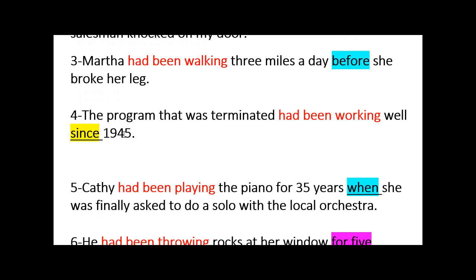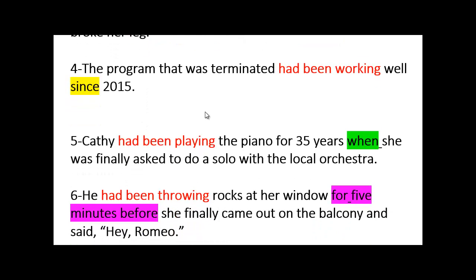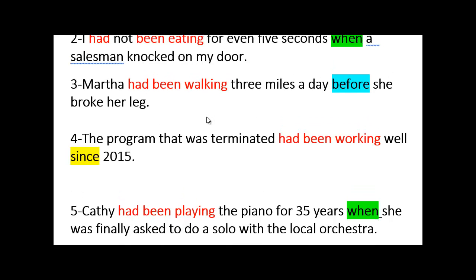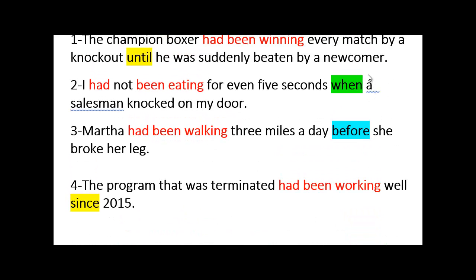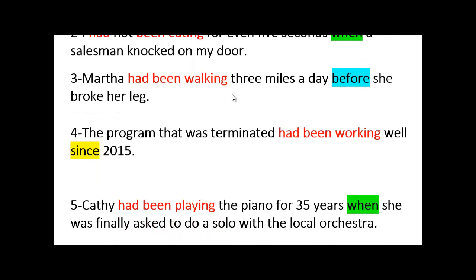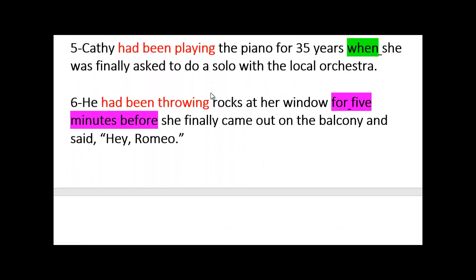And here is another one. The program that was terminated had been working well since. Okay, so all these conjunctions are being used to assist in forming the past perfect continuous. All right, there's more here, guys, and they're all the same.